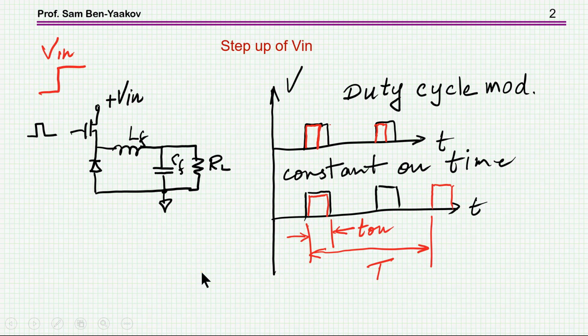And I'll show later on that there are some ways to overcome this disadvantage of lower frequencies, because as the voltage will be higher and higher, of course, the frequency will go lower and lower, and this is something which is not very desirable. So there are ways, and I'll show it, to keep the frequency fairly constant in the case of a V in change, okay? So we'll talk about it a little bit later.